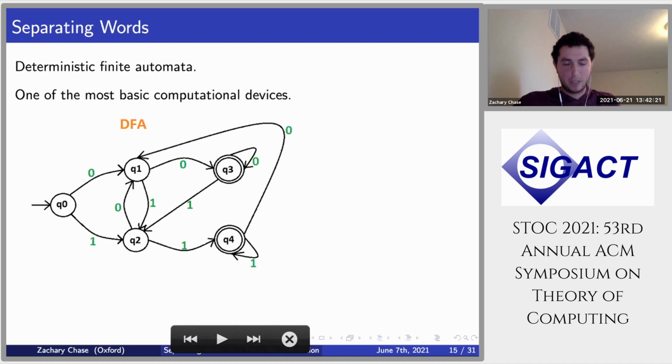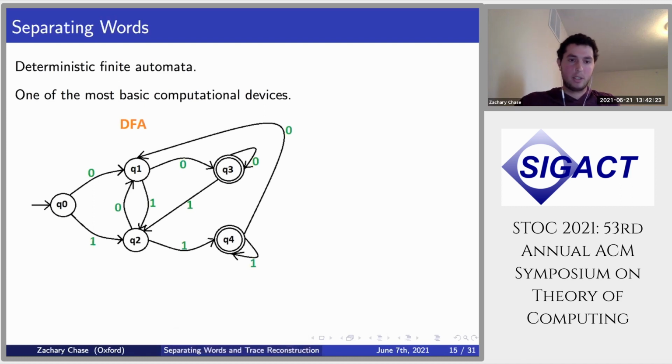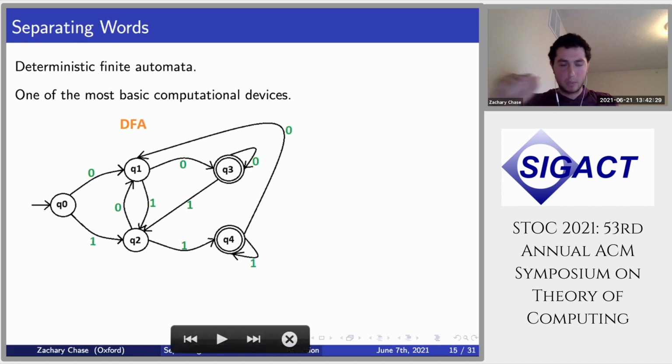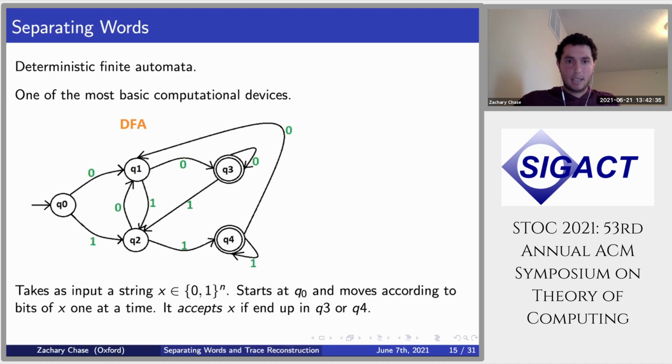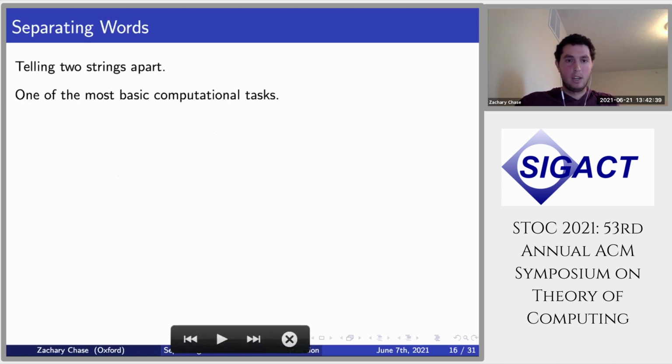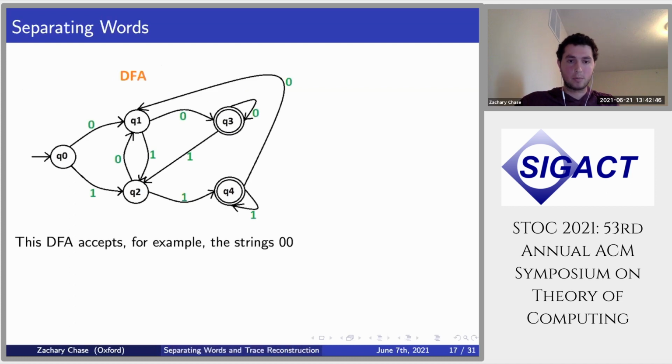And the reason they're termed like that is it takes as input, this DFA takes as input a string X. The state begins at Q0, and then it just reads X bit by bit and moves along the states accordingly. And we say it accepts X if it ends up at one of the accept states. So in this example, Q3 or Q4. So yeah, the task that we're going to study with DFAs is telling two strings apart.